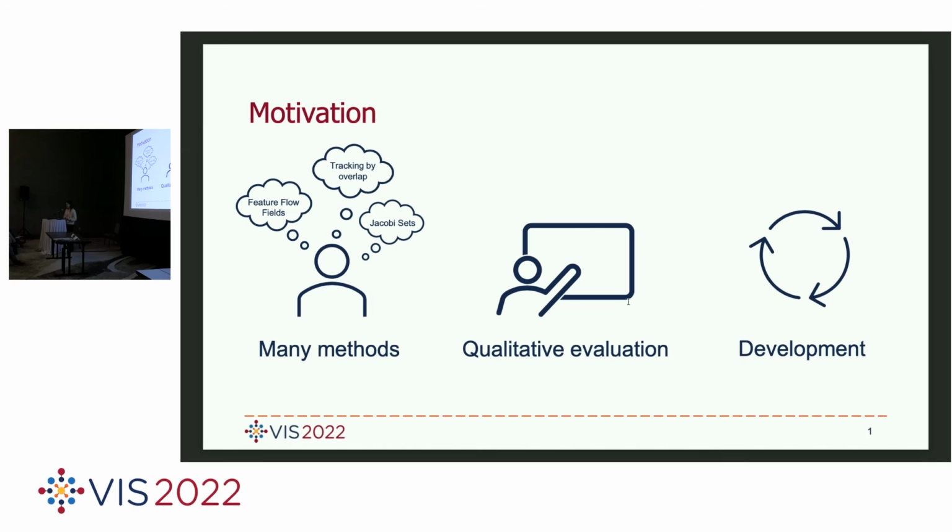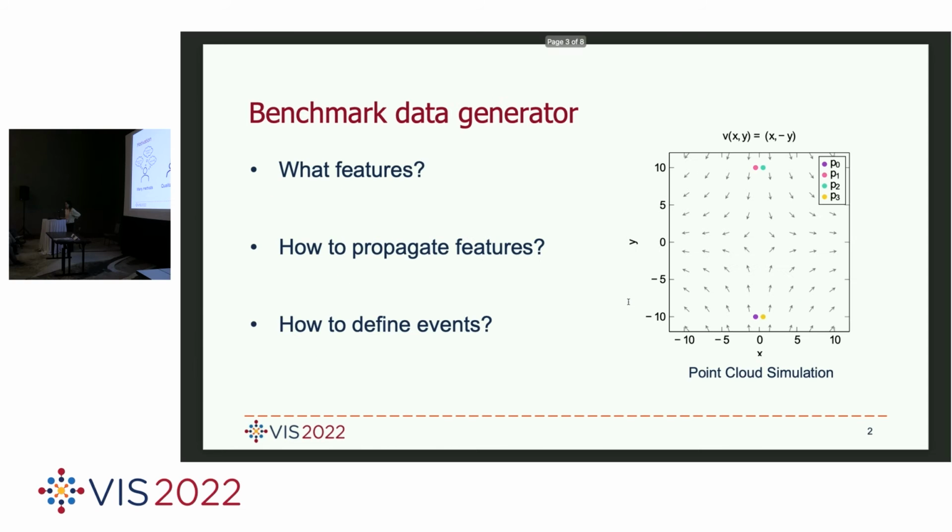We also wanted to be able to test our methods during development with other methods, but also previous iterations of our own methods. To do this, we decided to create a benchmark data generator, and we had to ask ourselves 3 questions. What features should we look at? How should we propagate these features? And how should we define feature events? For the first question, we decided to look at point-based features, such as critical points or level sets. And remember that level sets enclose at least one critical point, even though they are a region-based feature.